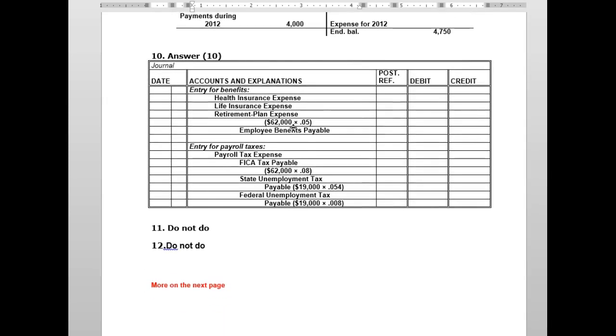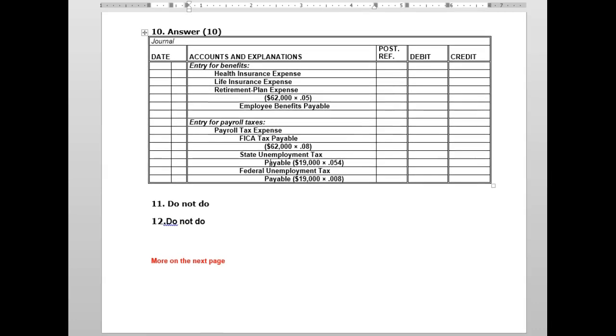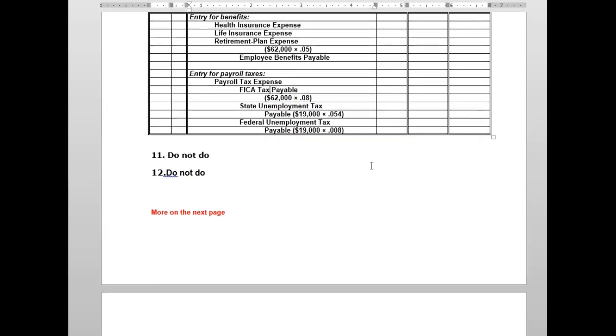This one is a 10, and you're going to go all the way through a payroll. Here's the entry for benefits, and here's the entry for payroll taxes. This is going to be the employer side of it. Again, the numbers are given to you in the problem, and we've given you the account names to go with.